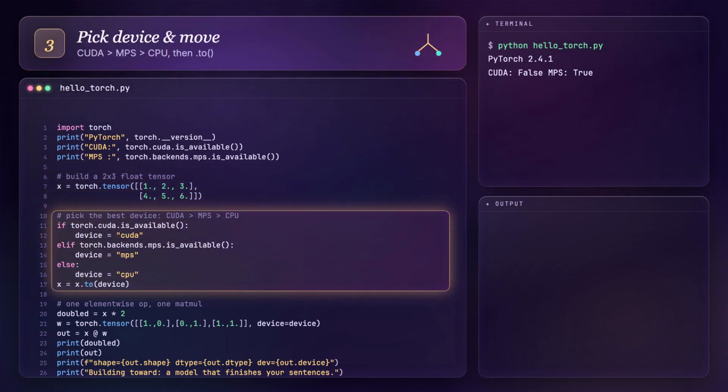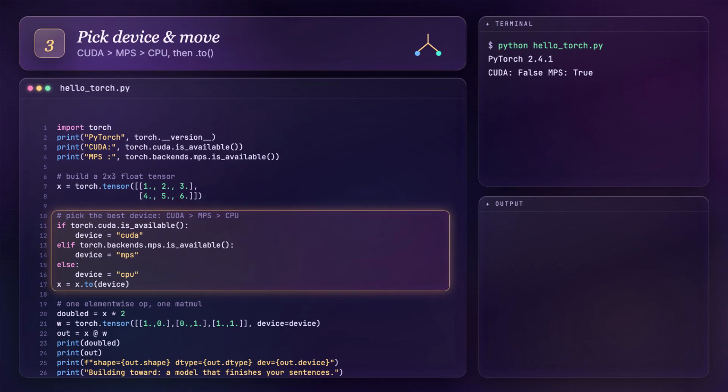Now the important part, pick the best device. We check CUDA first, then MPS, then fall back to plain CPU. Whatever wins becomes our device. Then x.to(device) physically moves the tensor's numbers onto that hardware. This exact two-step, choose device, then .to it, is the pattern you'll repeat in every single program from here on.